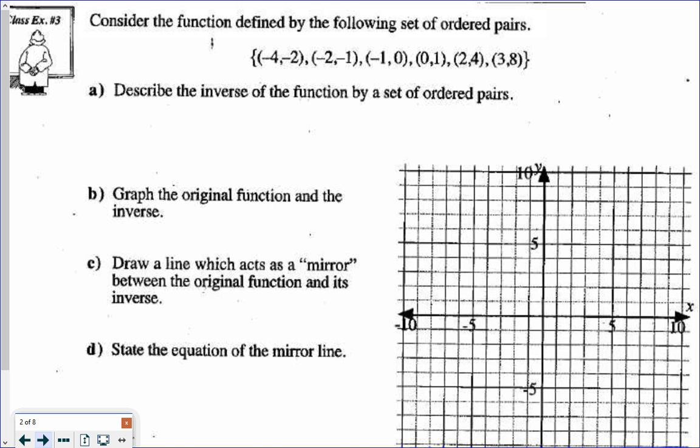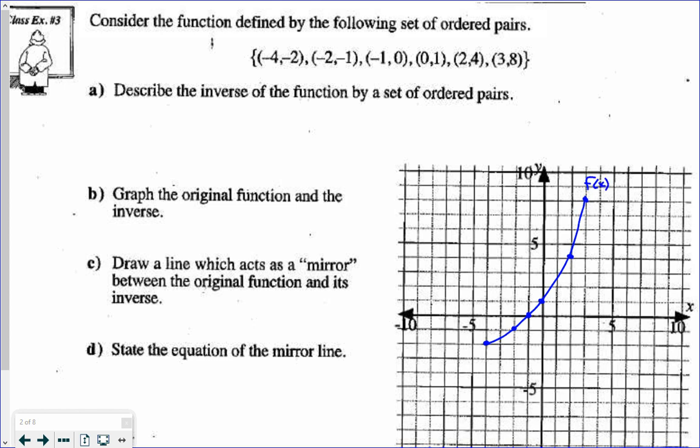Okay, so looking at this first example here, it says consider the function defined by the following set of ordered pairs. So I'm just going to go ahead and graph these points on here. -4 comma -2, -2 comma -1, -1 comma 0, 0 comma 1, 2 comma 4, and 3 comma 8. I'm just going to connect them with a smooth curve. So that's my original. I'm going to call that f of x.